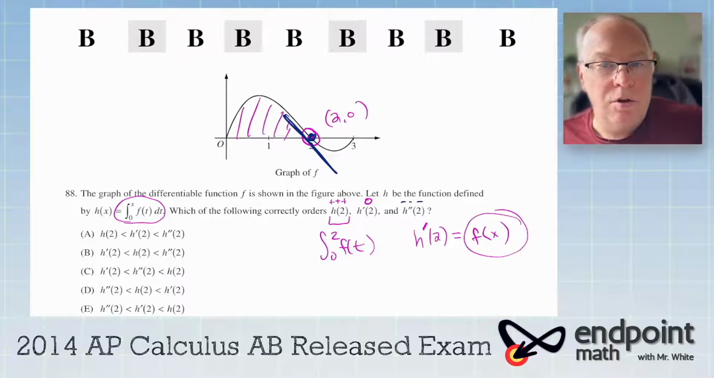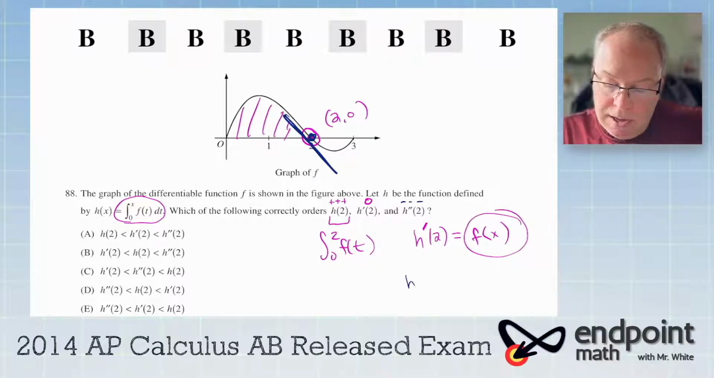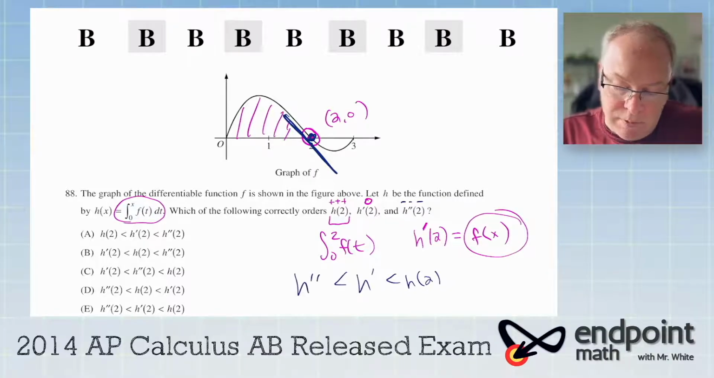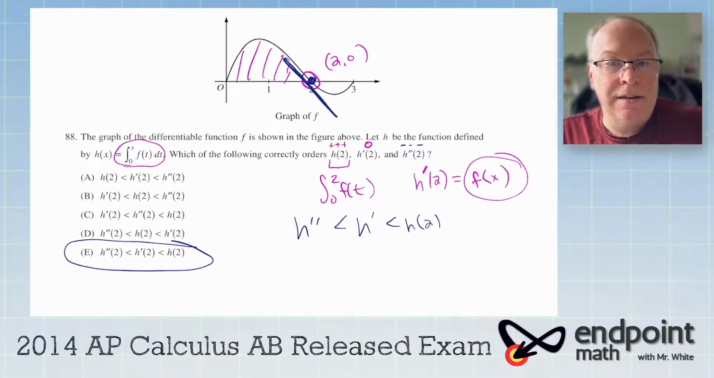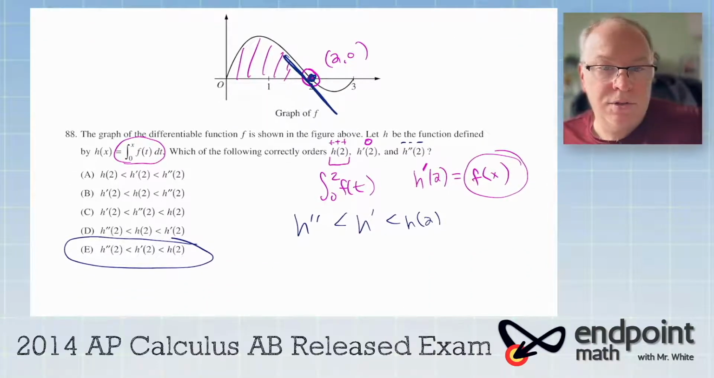That's all I need to know to put these in order, folks. H of 2 is definitely the biggest. H prime is in the middle. And then H double prime is the smallest. And that was option E here on the answer set.